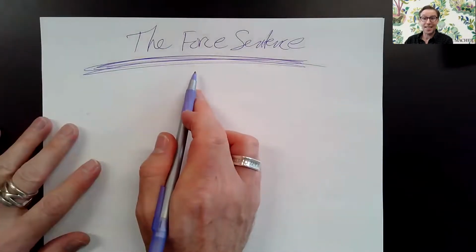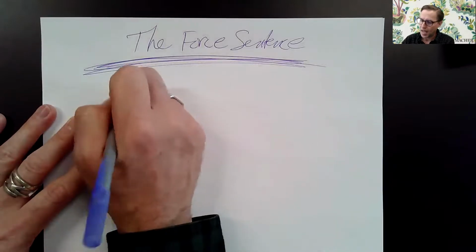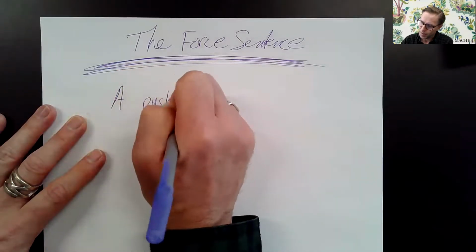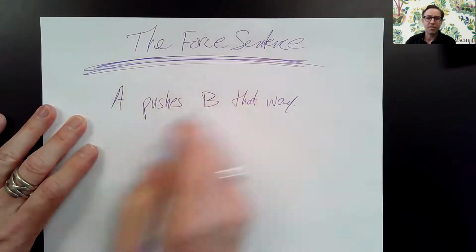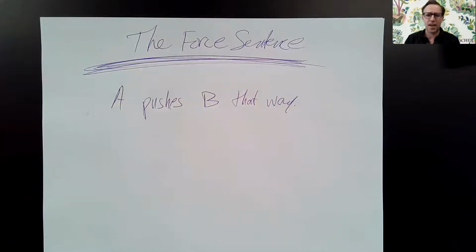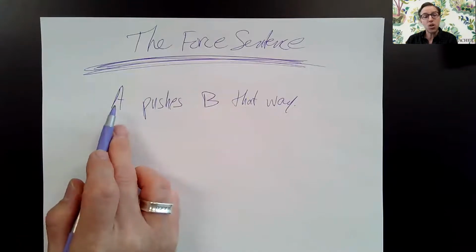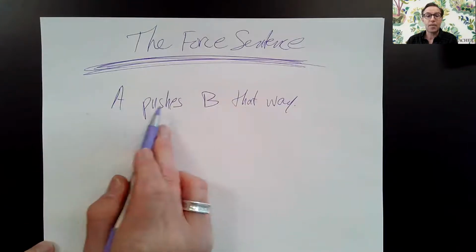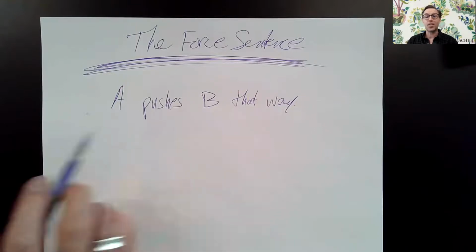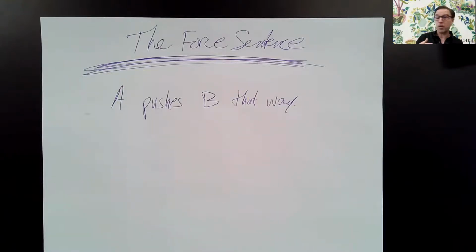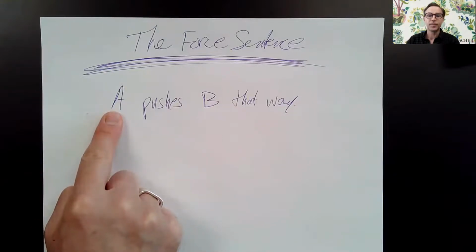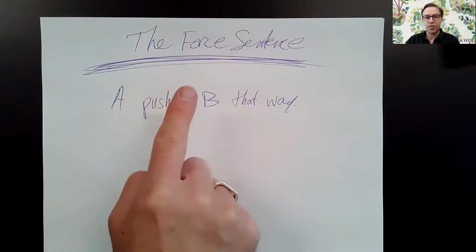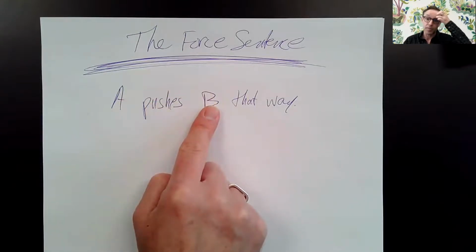So the force sentence is this sentence. It's very exciting. A pushes B that way. That is the sentence. Done. You understand everything. A pushes B that way. We name who is doing the pushing, and we name who is getting pushed. I don't say, B was pushed. No, I don't use the passive voice. The first word in the sentence is the pusher. The second word is pushes. The third word is the thing getting pushed.